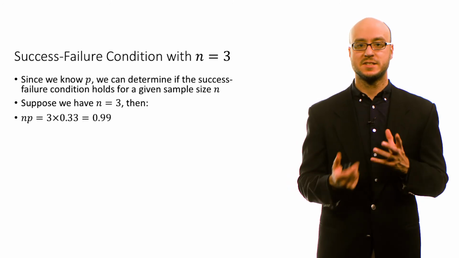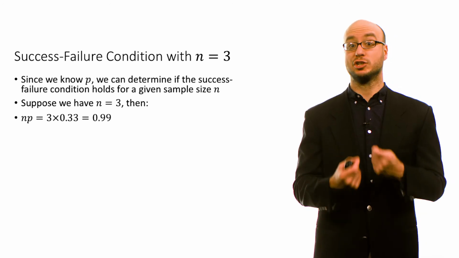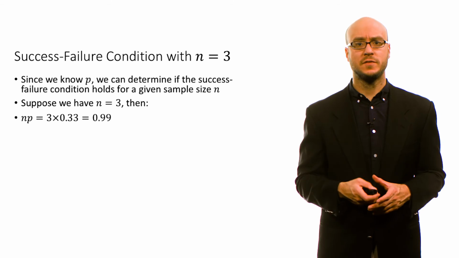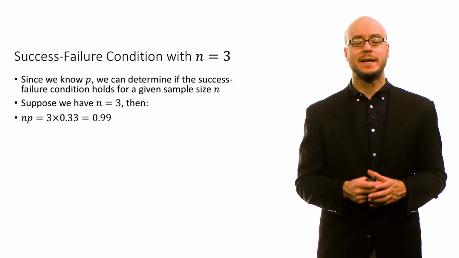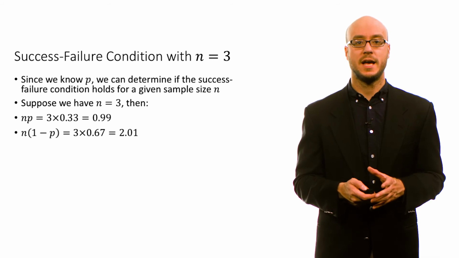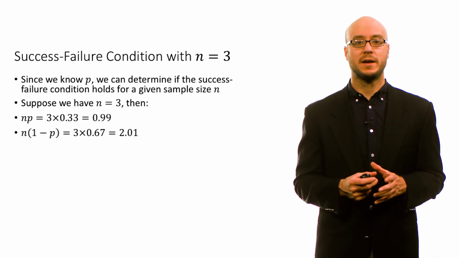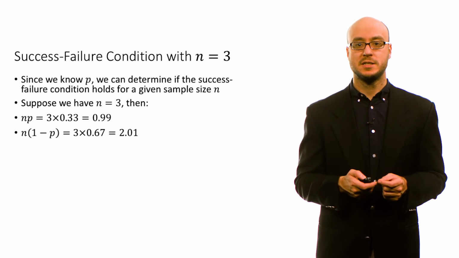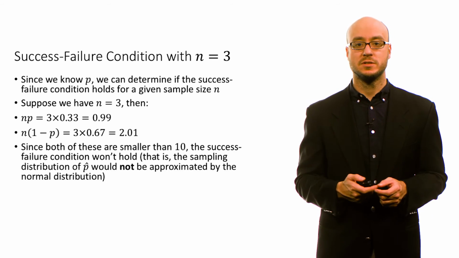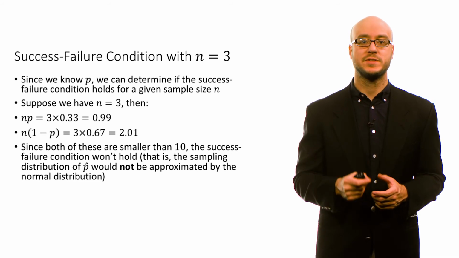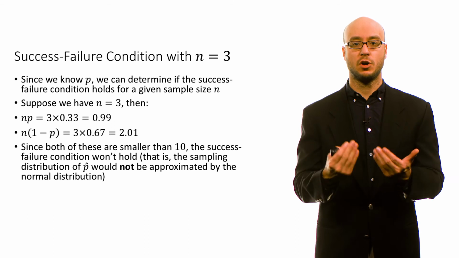Well, we can test the success-failure condition actually using P, because we have that population proportion. So if the sample size is 3, then we would expect there to be about 1 success, and we'd expect there to be about 3 failures. So with a sample size of 3, the success-failure conditions don't hold, because both of those are less than 10. The expected number of successes and the expected number of failures are both less than 10.